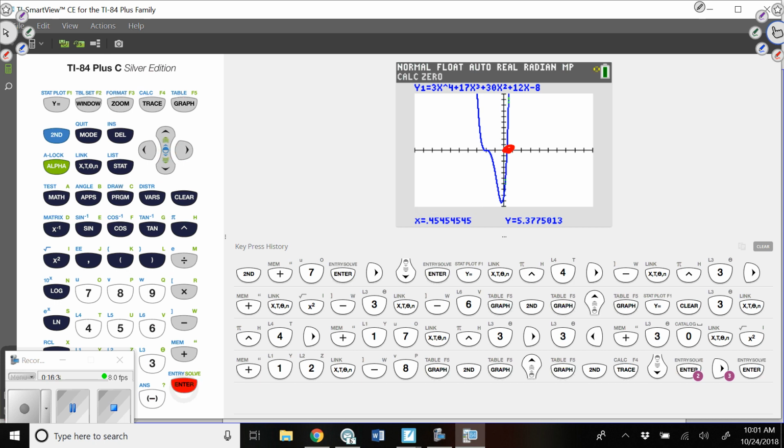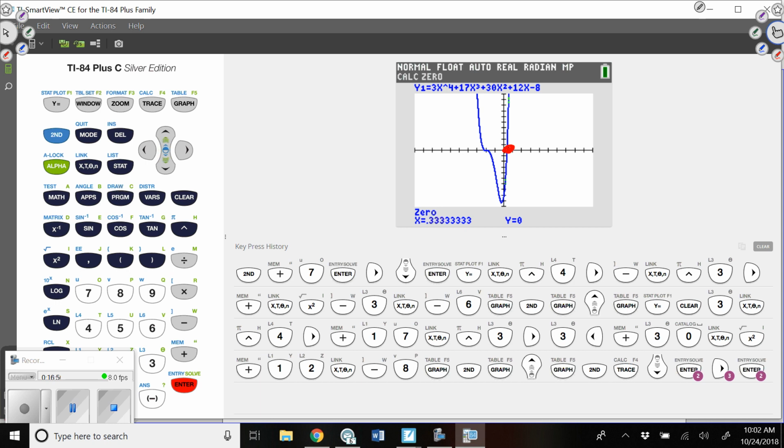And then hit enter. And the stupidest thing I've ever seen in my entire life will pop up on your calculator. Do you want to guess? If I wanted to guess, I wouldn't have put it in the calculator. I don't know why it asked that. For the life of me, I cannot tell you why it says that. So just hit enter again because it's stupid.